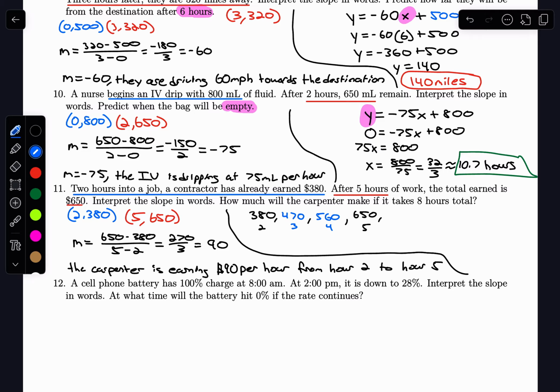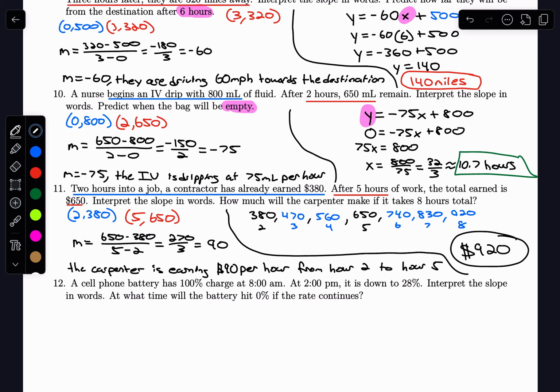So if we want to know how much the carpenter is going to make after 8 hours, we can just keep going all the way to 8. So if I add 90 again, I'll get to 740 after 6 hours, 830 after 7 hours, and finally 920 after 8 hours. So we can go ahead and conclude that after 8 hours, the carpenter is going to make $920 total. Okay, not so bad, but we didn't do it using equations.